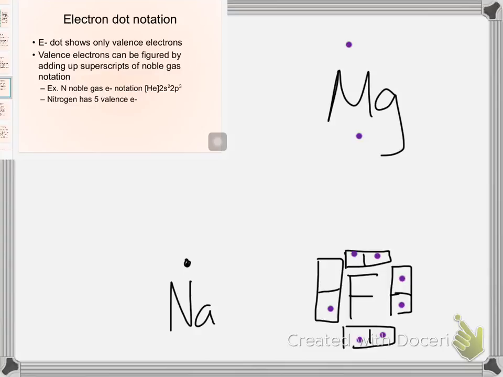So let's do boron. What the heck? How many valence electrons does boron have? Be careful here. It's got 3. Everything in a group is going to have the same electron dot notation.